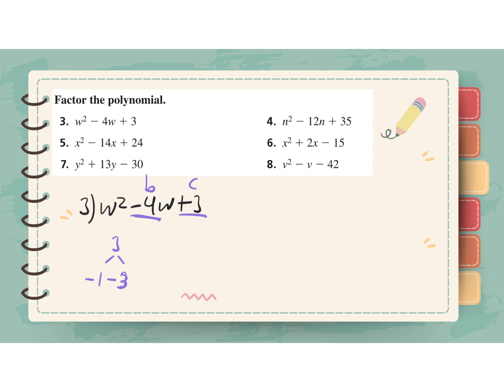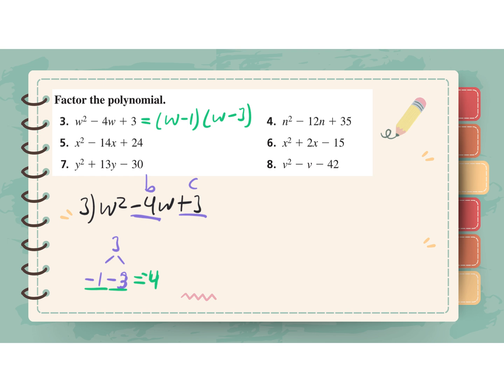Now, this is really your only option, but you can test it out. If you add them together, you do, in fact, get negative 4. So these are going to be my two numbers, my P and Q. So w squared minus 4w plus 3 is going to get you w minus 1 and w minus 3. Once again, I haven't been doing it throughout, but if you aren't confident in your answer and you want to check, you can always FOIL it and make sure that you get your original expression as your answer.